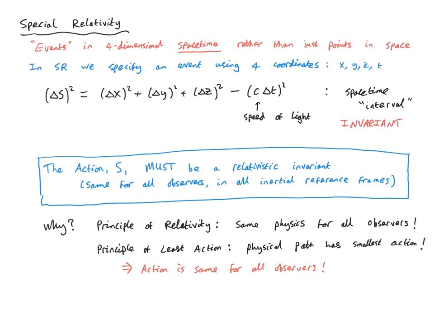Well, we already found one relativistic invariant. It's this so-called invariant interval. Delta s squared is delta x squared plus delta y squared plus delta z squared minus c delta t squared.